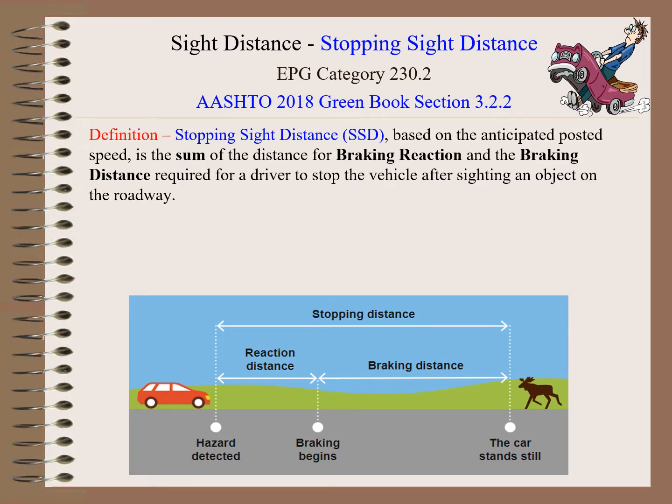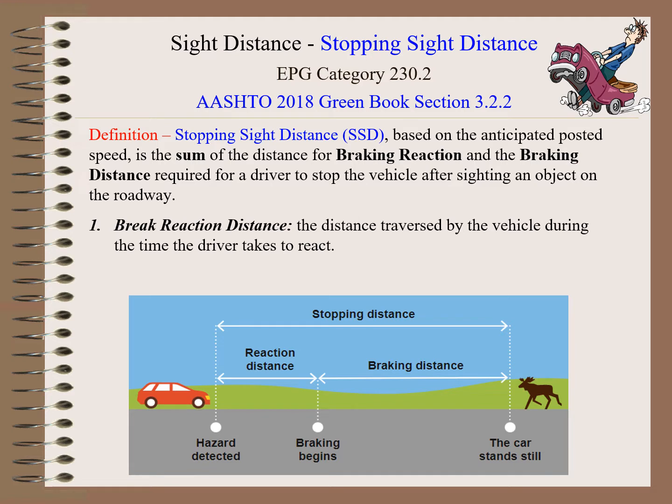The definition of stopping sight distance is based on the anticipated posted speed and is the sum of the distance for the braking reaction and the braking distance required for a driver to stop the vehicle after sighting an object on the roadway. The first is the brake reaction distance. This is the distance traversed by the vehicle during the time the driver takes to react. The second is the braking distance. This is the distance needed to stop the vehicle.